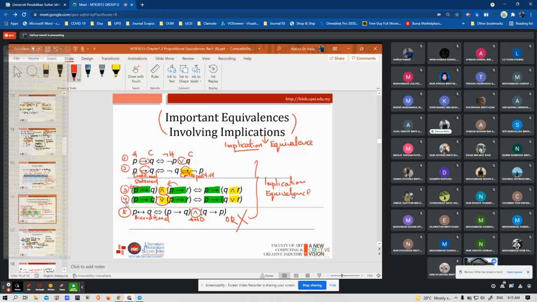Okay, important equivalences involving the implication. That implication equivalences that we have here. We have a conditional statement, we have a contrapositive, and we have a biconditional. One, two, three, four. This one is a biconditional, and then we have equivalences: P implies Q and Q implies P. Okay, this one is not or. Okay, this one N must be N.